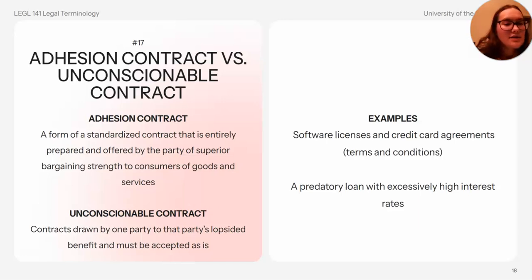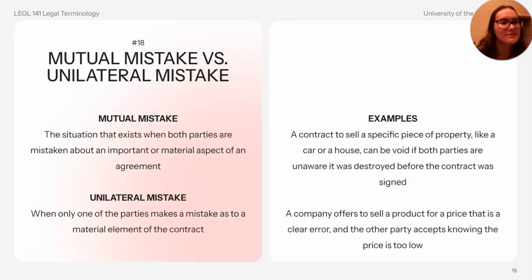An adhesion contract is a form of standardized contract that is entirely prepared and offered by the party of superior bargaining strength to consumers of goods and services. An example of this would be software licenses and credit card agreements, often found in the terms and conditions. An unconscionable contract is one drawn by one party so that the party receives a lopsided benefit and it must be accepted as is. An example would be a predatory loan with excessively high interest rates.